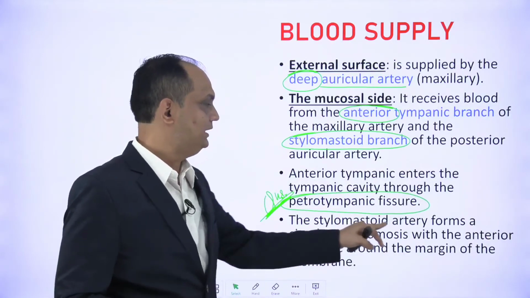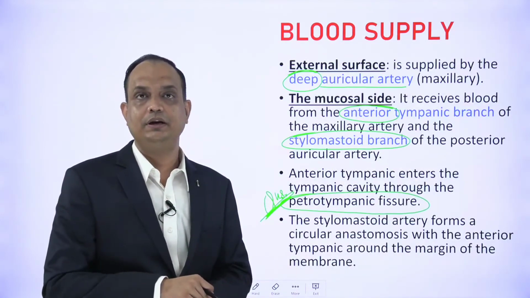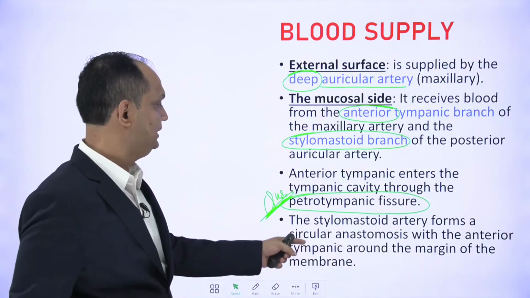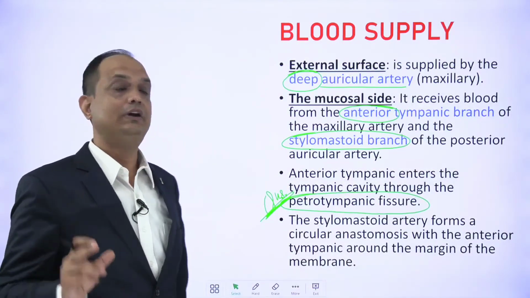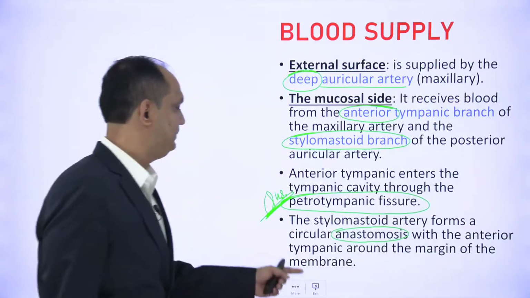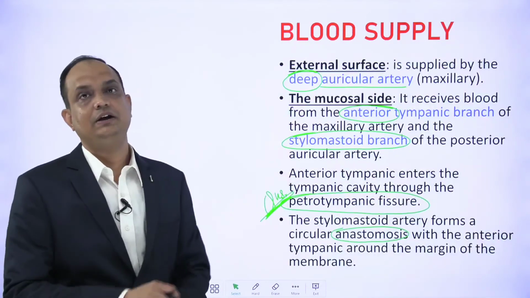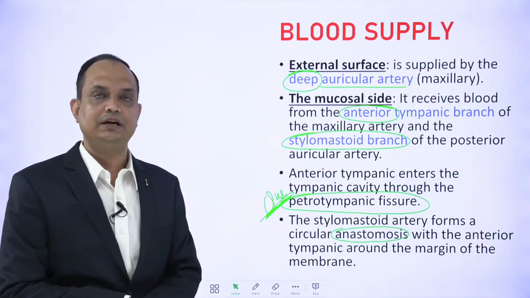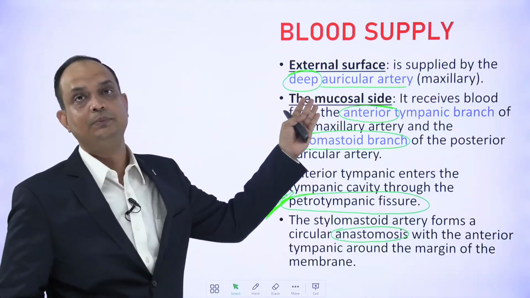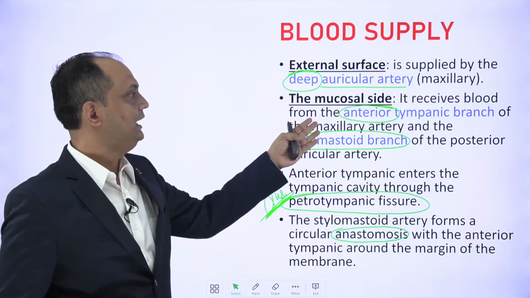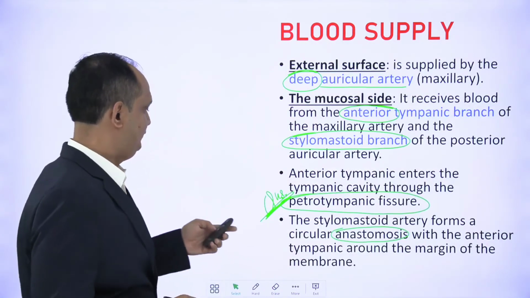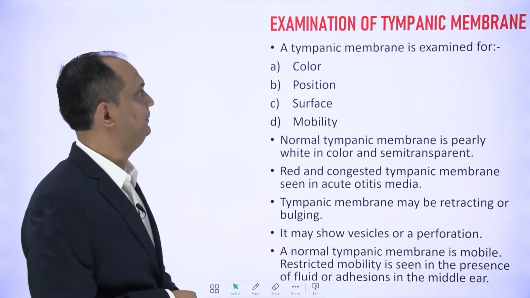What about the stylomastoid artery? The stylomastoid artery enters into the stylomastoid foramen, where it supplies blood to the facial nerve, and then it enters into the middle ear, and inside the middle ear it forms an anastomosis, and through that circular anastomosis it supplies the mucosal side of the tympanic membrane. So, when you are writing the blood supply of the tympanic membrane, three names will come: deep auricular artery on the external surface, and anterior tympanic and stylomastoid artery on the mucosal surface of the tympanic membrane.